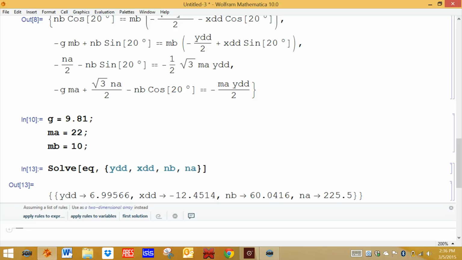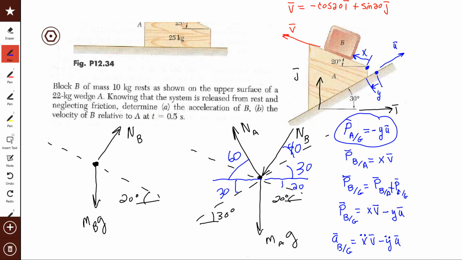Okay, so let's see, x double dot is negative. That's kind of what I expected. It would be sliding down. Y double dot is positive, which is what I expect. The normals are both positive, so it doesn't fly up off the table. So that was the accelerations. For the second part, if you notice, it's a time span. I found the accelerations are all constant.